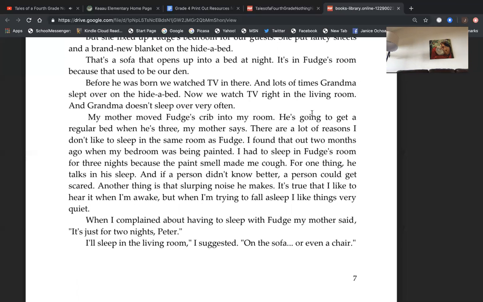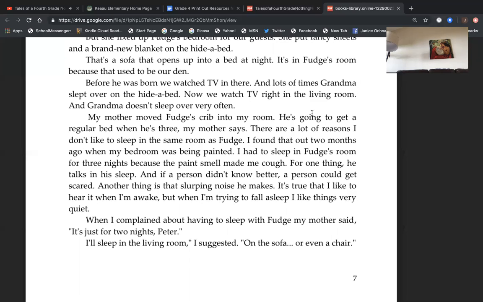There are a lot of reasons I don't like to sleep in the same room as Fudge. I found that out 2 months ago when my bedroom was being painted. I had to sleep in Fudge's room for 3 nights because the paint smell made me cough. For one thing, he talks in his sleep. And if a person didn't know better, a person could get scared. Another thing is that slurping noise he makes. It's true that I like to hear it when I'm awake, but when I'm trying to fall asleep, I like things very quiet.